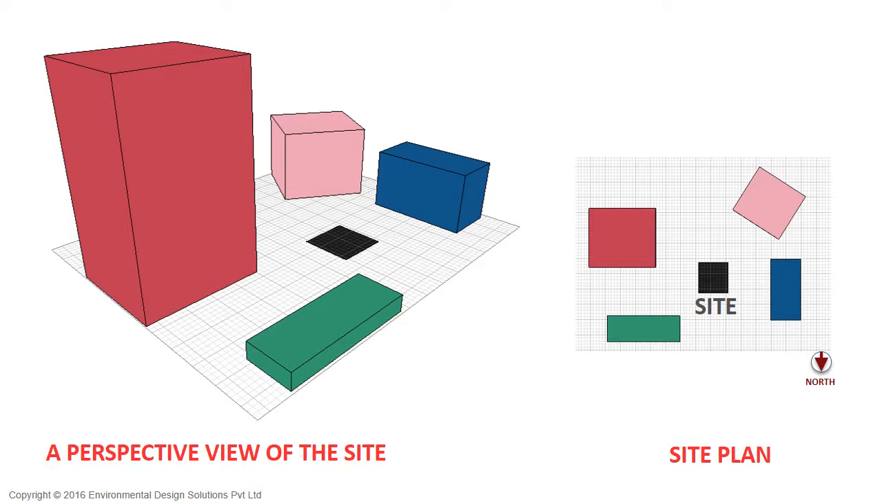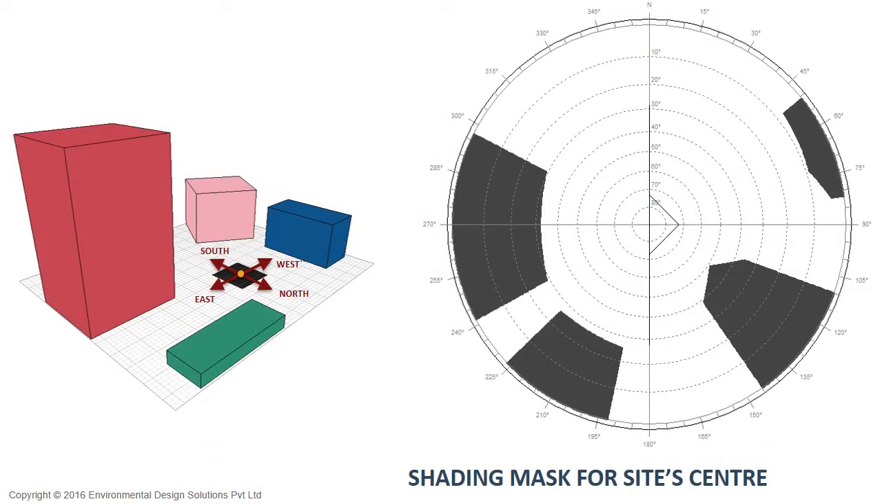This is an example of a site which is surrounded by buildings of varying heights. How would the shading mask appear as viewed from the center of this site? This is the shading mask at the center of the site. The gray parts indicate the portions of the sky that will remain permanently obscured from the site's center. Can you match the buildings to their corresponding profiles on the shading mask?